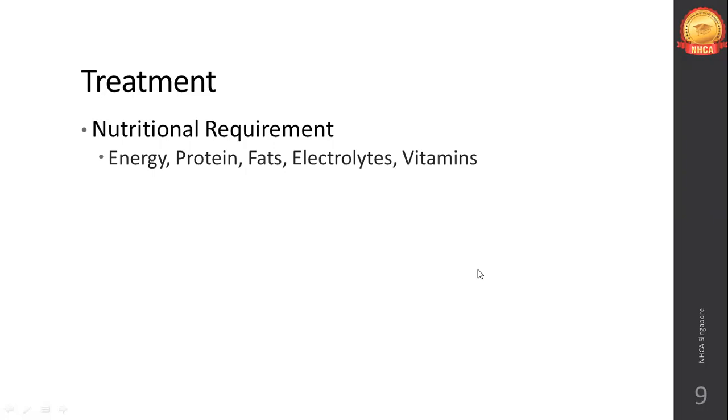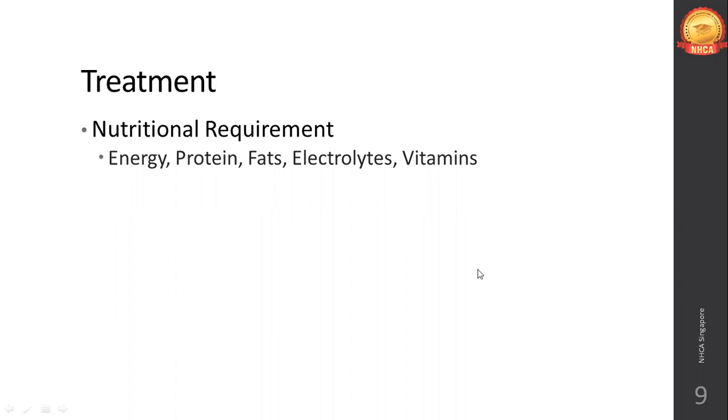For energy, the child should be given 150 to 200 kilocalories per kg body weight, whatever the child's existing body weight is that day. For children less than 2 years of age, 200 kilocalories per kg body weight can be given, and for older children, 150 to 175 kilocalories per kg body weight. This is how you calculate the calories: what amount of calories should I give this child based on their age and weight?